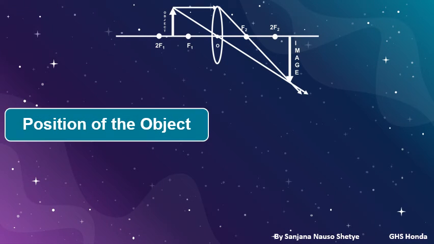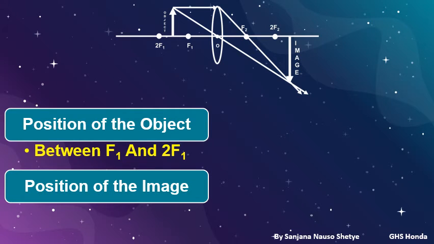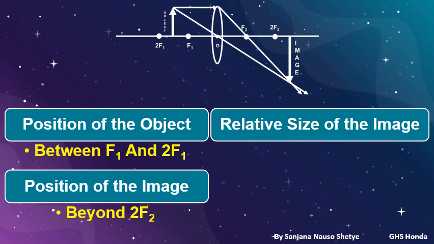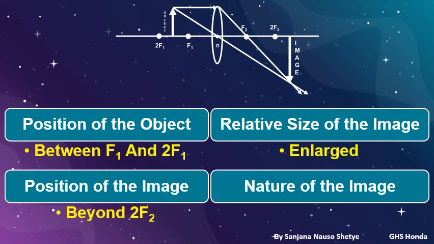From this third ray diagram, we can see that when the position of the object is between F1 and 2F1, the position of the image formed is beyond 2F2. Relative size of the image is enlarged. Nature of the image is real and inverted.